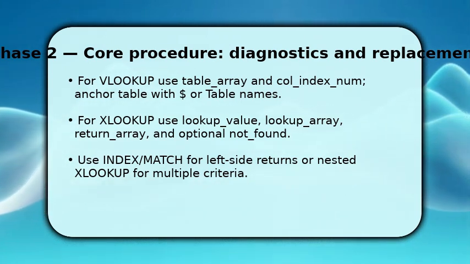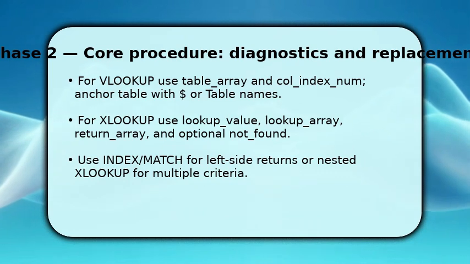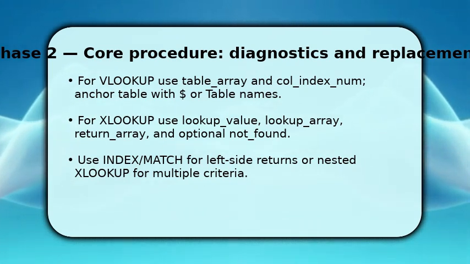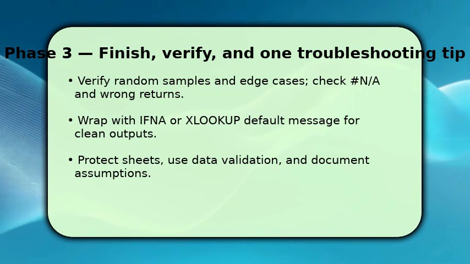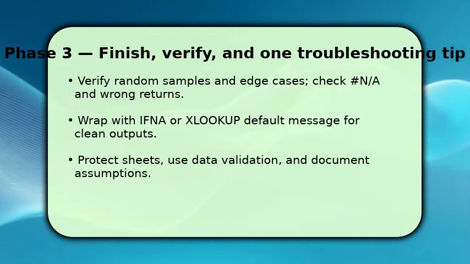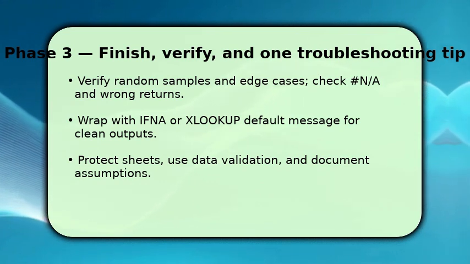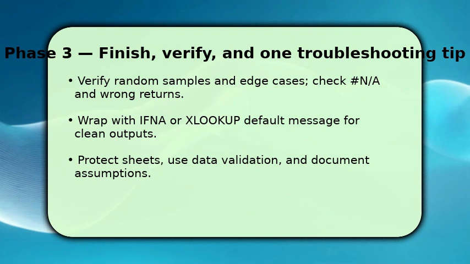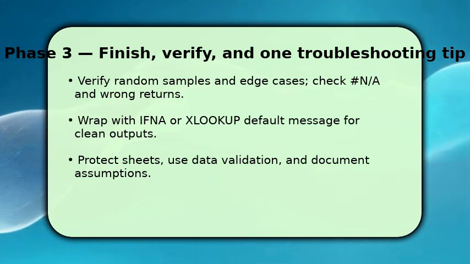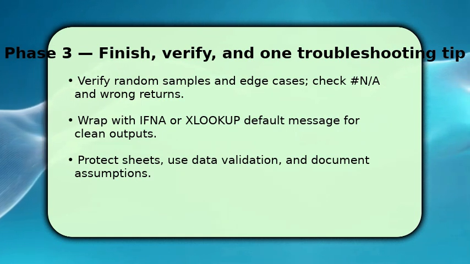Finish by validating results across edge cases and empty rows. You should sample several lookups and confirm that numbers, dates, and text match exactly. If you see #N/A, wrap formulas with IFNA or use the XLOOKUP not found argument to show a clear message. If values return incorrectly, check for extra spaces, inconsistent number formatting, or wrong column index. Finally, lock key ranges, add data validation, and keep one documented example so you can reproduce.